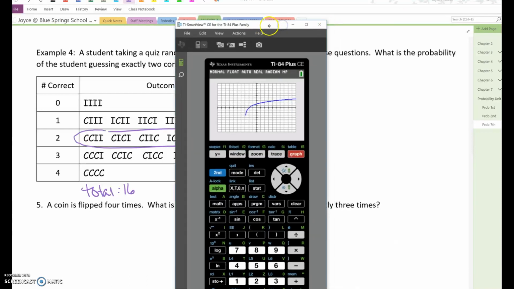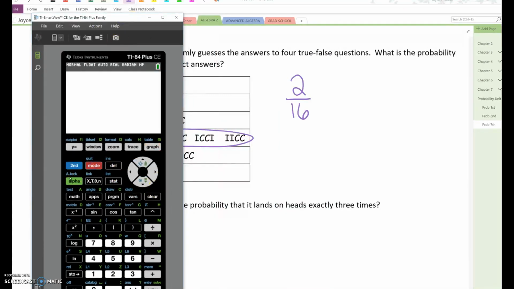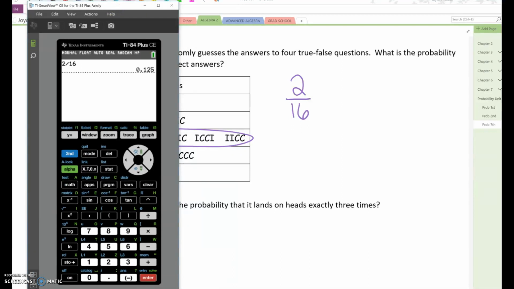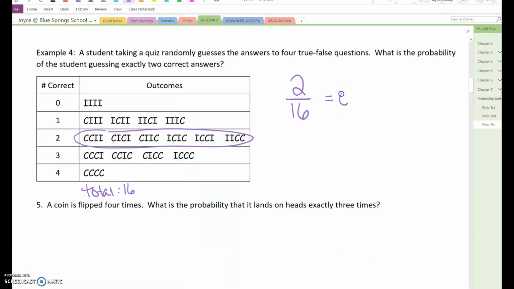Now we're going to take our calculators, and I want you to write your answers as a fraction, a decimal, and a percent. So 6 divided by 16 is 0.375. What is that as a percent? 37.5%. To change a decimal to a percent, you move the decimal point 2 places to the right, or the other thing that you can do is multiply that decimal times 100, and that will give you your percent.